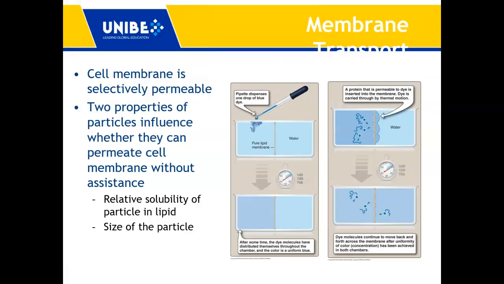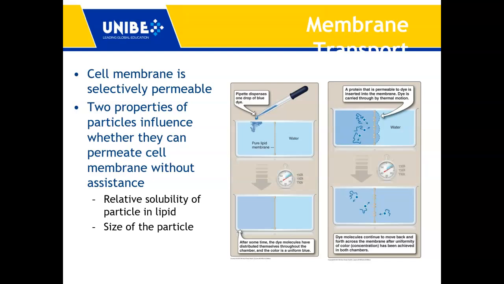Now we continue with membrane transport. We know that the cell membrane is selectively permeable. So if a substance may pass through, it will pass through. If not, it will not. Two properties of particles influence whether they can pass through the cell membrane. The more lipid soluble, the easier it is to pass through the cell membrane. The smaller it is, the more easily it can pass through. An example of this can be seen in the image.